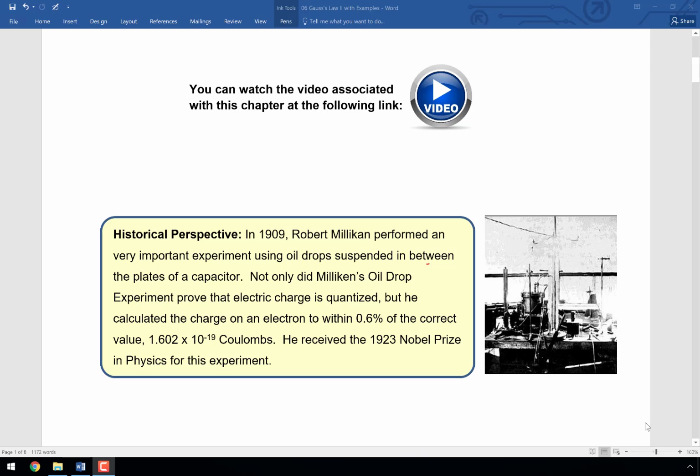Before we tear into the new material, I just wanted to give you a little bit of mention of Millikan's oil drop experiment. This was probably one of the most important experiments of the first half of the 20th century. It was the first time that Robert Millikan proved that electronic charge is quantized. Not only was he able to prove that electronic charge was quantized, he proved the value of that quantization to within about 0.5%. So back in 1909, he knew to within 0.6% the correct charge on an electron. And that's a pretty remarkable thing. And for it, he received the Nobel Prize 14 years later.